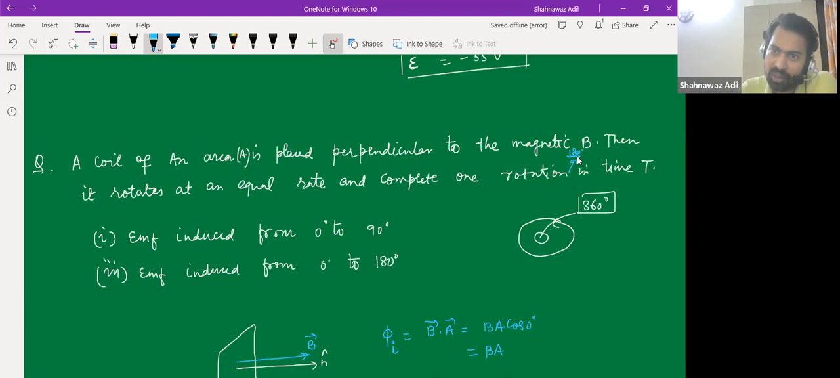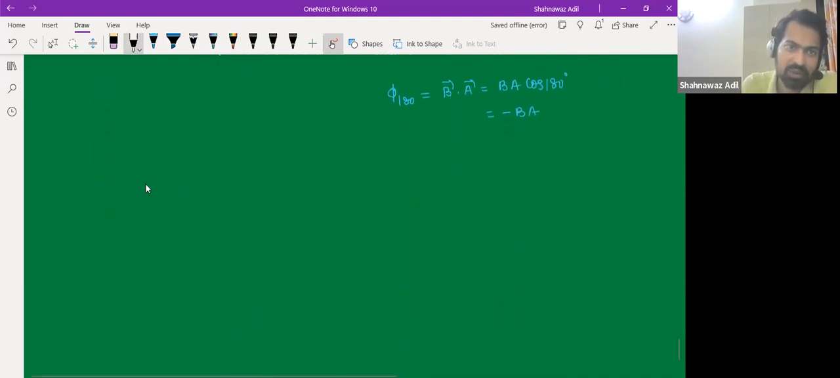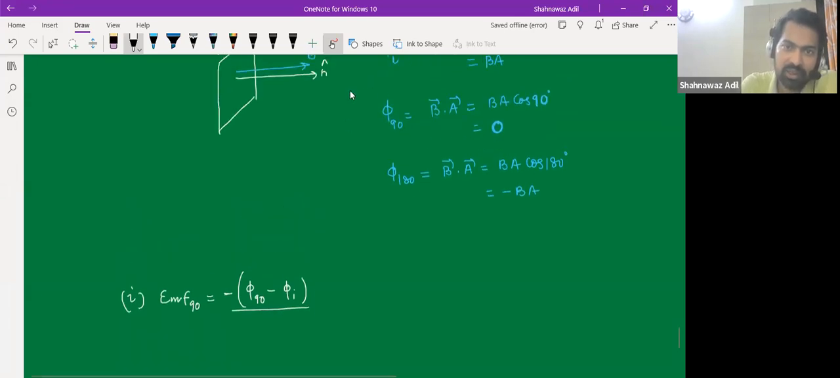Okay, I'm saying one complete rotation. Now, what would be my EMF induced? So in the first case, the EMF induced in 90 degrees would be phi 2 minus phi initial, that is phi 90 minus phi initial, divided by the time.